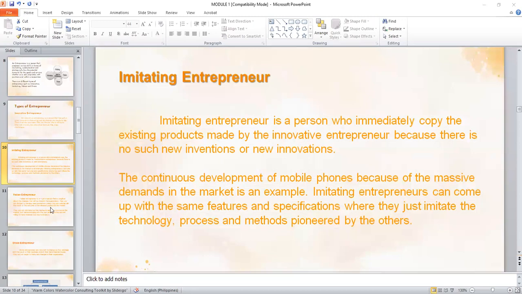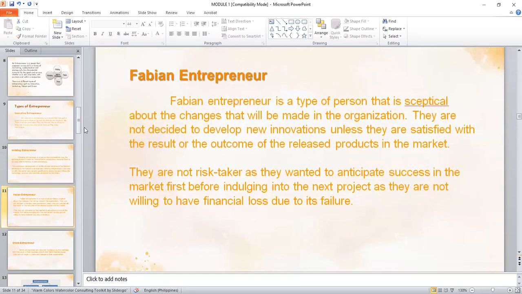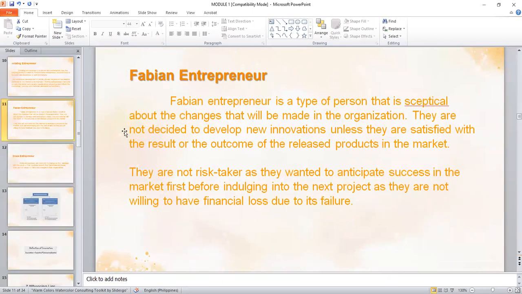Let's look into the third type, the Fabian entrepreneur. There's a unique term now associated with this type of entrepreneur. Can I ask Colleen to read the Fabian entrepreneur?